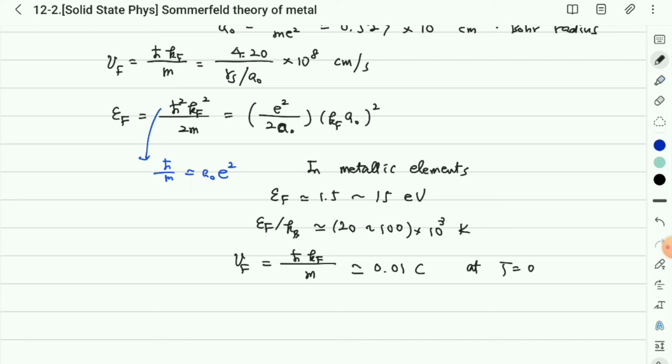Okay, that is the zero temperature consideration, and in the next presentation I will describe the finite temperature contribution.